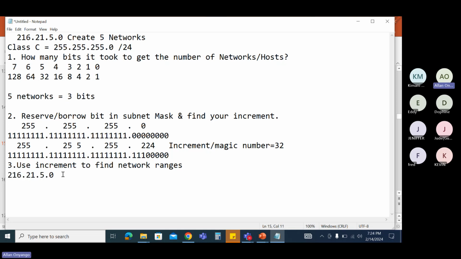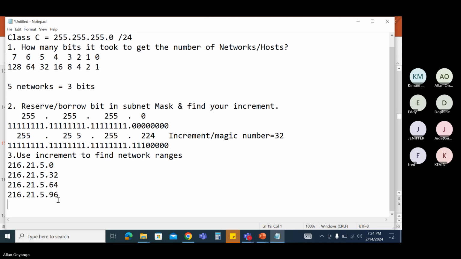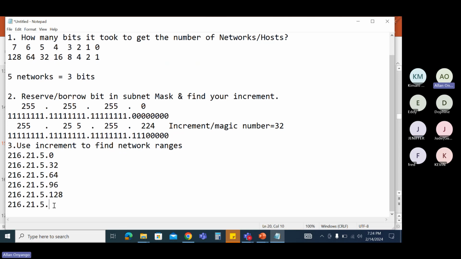So I take this one, put it here, and I put here 0 plus 32 is 32. 32 plus 32? 64. Very good. 64 plus 32? 96. 96 plus 32? 128. 128 plus 32? 160. Let's stop it there, 160. Okay? This is how the increment is working.